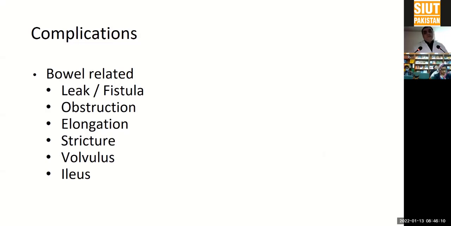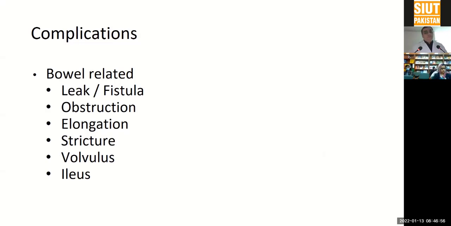And second comes the obstruction, which depends upon the segment used, and the causes are adhesions, strictures, volvulus. The obstruction can be pseudo obstruction also, such as Ogilvie syndrome in the first few days of surgery. The elongation of the segmented part of the bladder should be considered and taken as a complication if there is a distal obstruction in the conduits or if there is infrequent catheterization of the pouches, which causes the elongation of the segmented part.